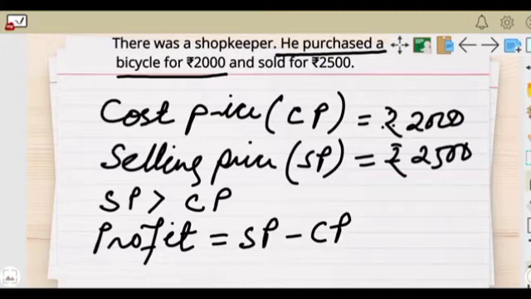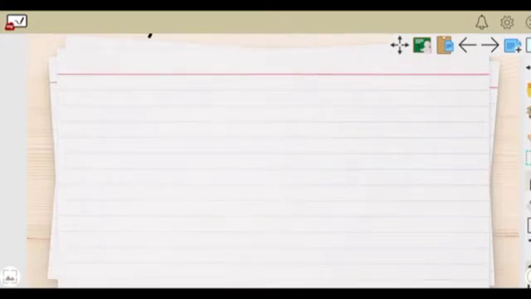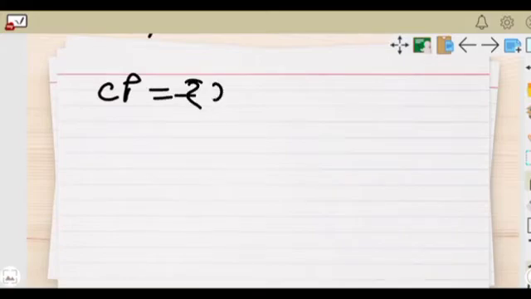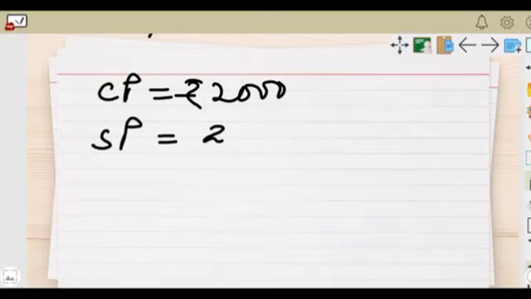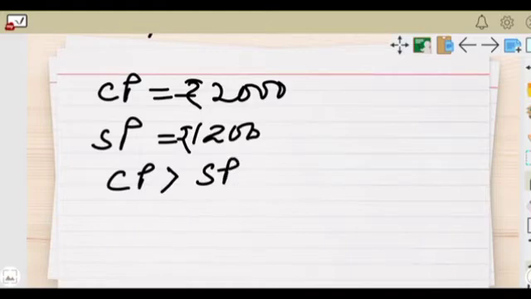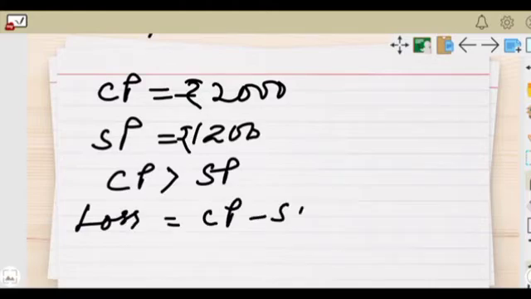Now let us set one condition. This shopkeeper bought the bicycle for just rupees 2000, and then he sold this bicycle for, let me say, rupees 1200. At this time, cost price is bigger than selling price. Then there will be loss. So how are we going to find the loss? Loss means cost price minus selling price.